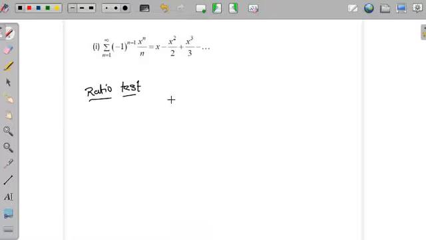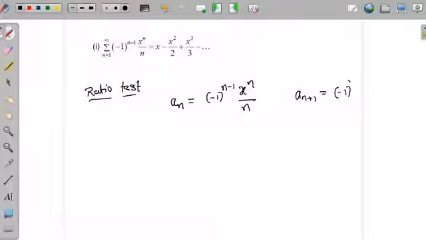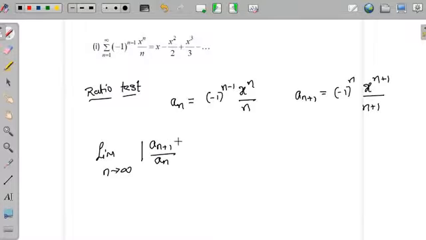So what I need to do is write a_n first. The a_n is going to be (minus 1) to the power n minus 1 into x to the power n by n. And similarly you may write a_(n+1), that's (minus 1) to the power n, x to the power n plus 1 over n plus 1. In the ratio test, we take the limit as n goes to infinity of the absolute value of the ratio, a_(n+1) over a_n.